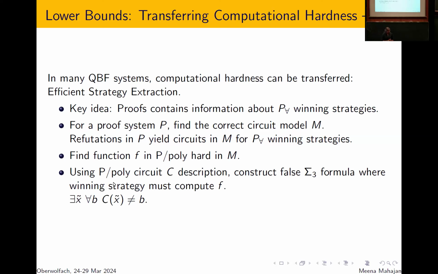If we do have such a lower bound, then we can very easily construct a sigma-3 formula. We don't even need too many alternations. A sigma-3 formula which says something like this: there exists an x such that f of x is 0 and f of x is 1. So I write this by saying there exists an x, for every value of b, the circuit which computes f on x evaluates to b. And this is obviously false. The only possible winning strategy for this is something that computes the function f. And if f cannot be computed easily in M, then there will be no short refutation.